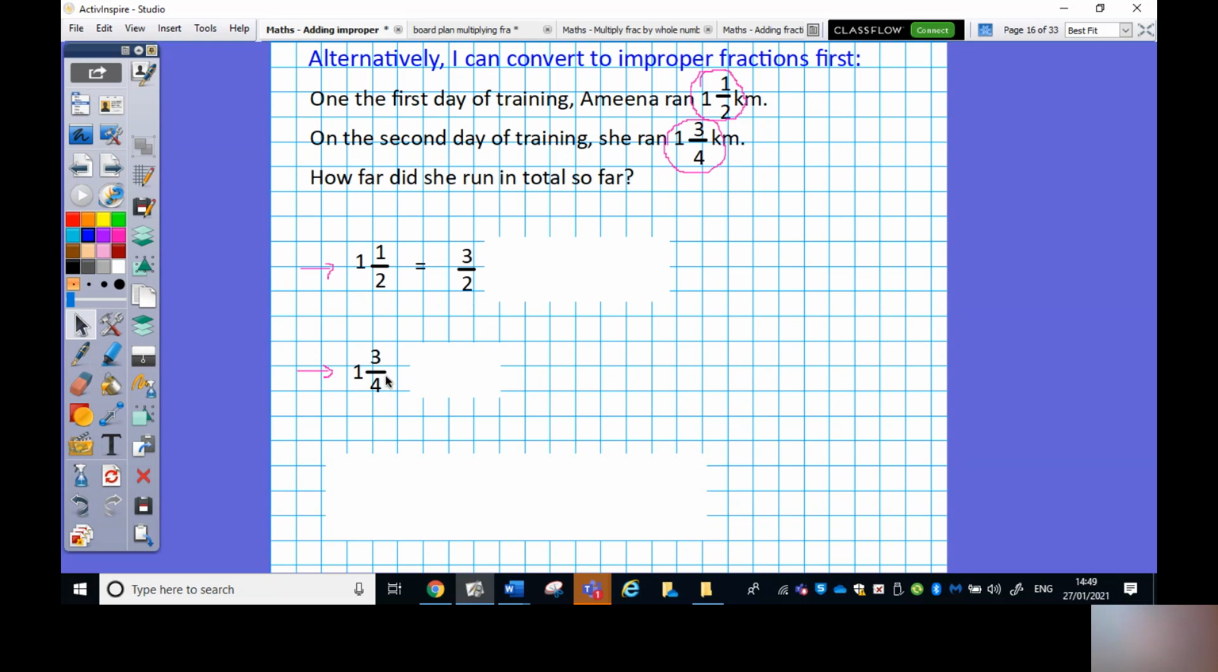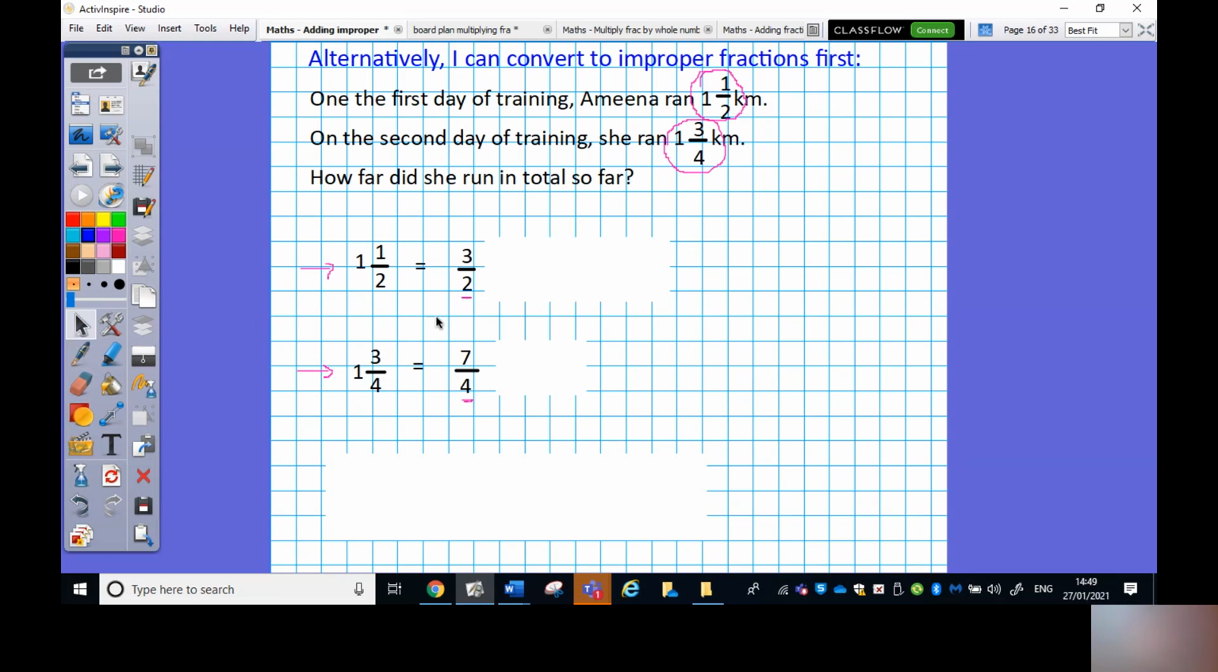Excellent. What about 1 3/4? Tell me what to do. Excellent. What's the fraction? Good. 4 times 1 equals 4, plus 3 equals 7. It would be 7/4. And now I need to add them both. What did you say? Well noted. Fantastic. Yes, our denominators are not the same, so I need to convert them.